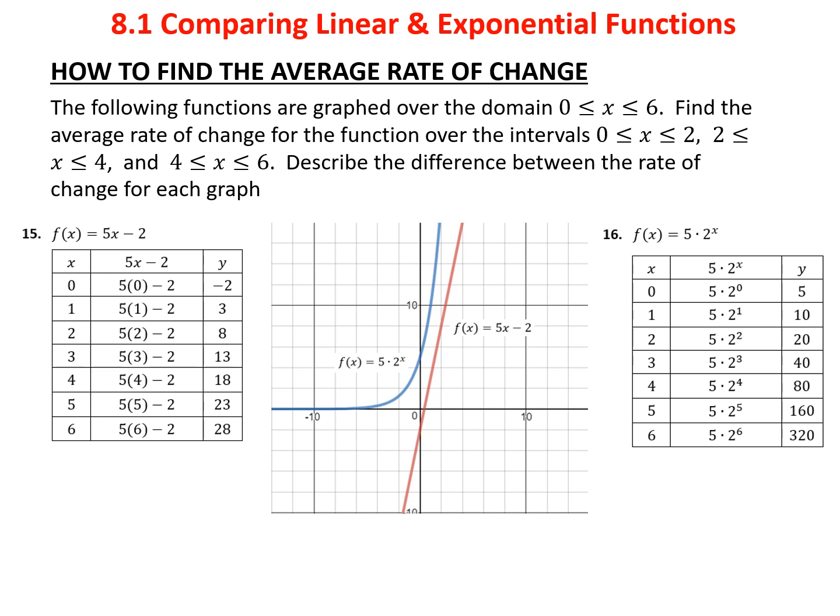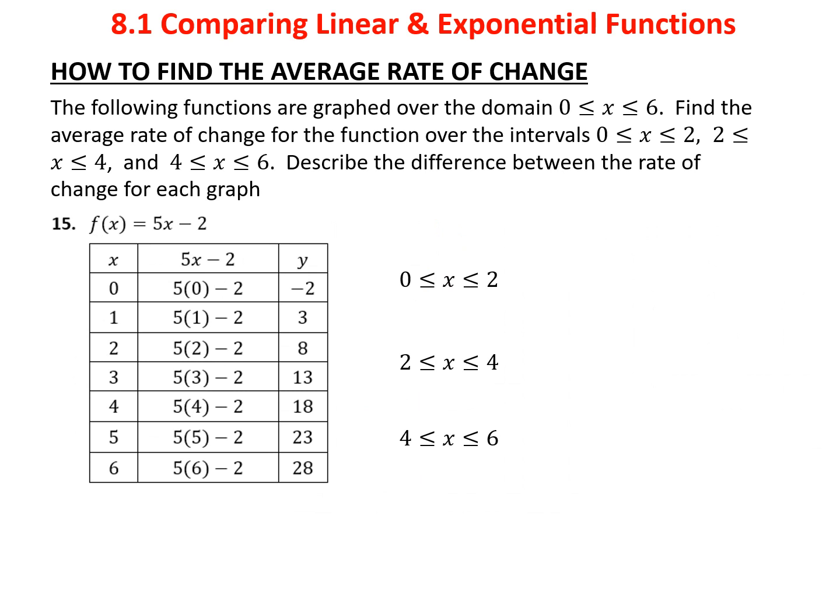That's an exponential function. So let's look on the next graph and see how to find the average rate of change for these. So let's find the average rate of change for the linear function, f of x equals 5x minus 2. First, let's remember what our formula is here: f of b minus f of a over b minus a, where we're talking about a and b.